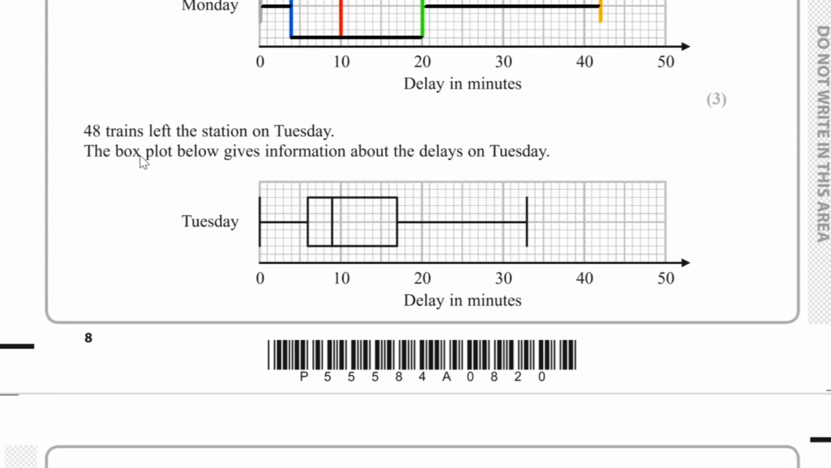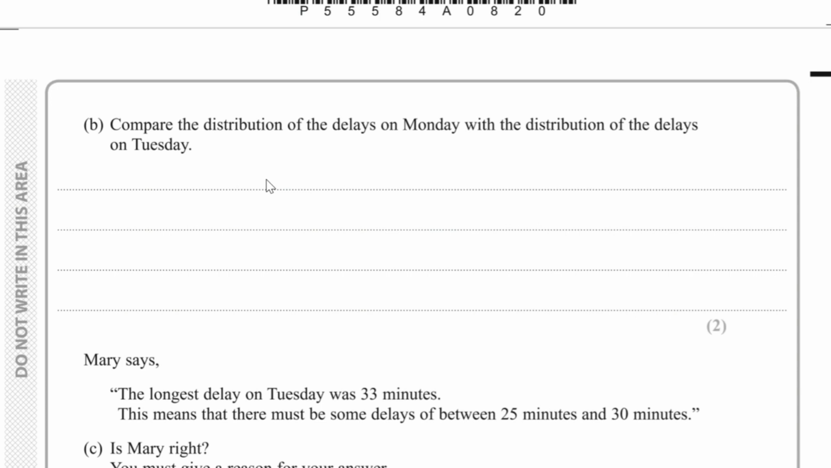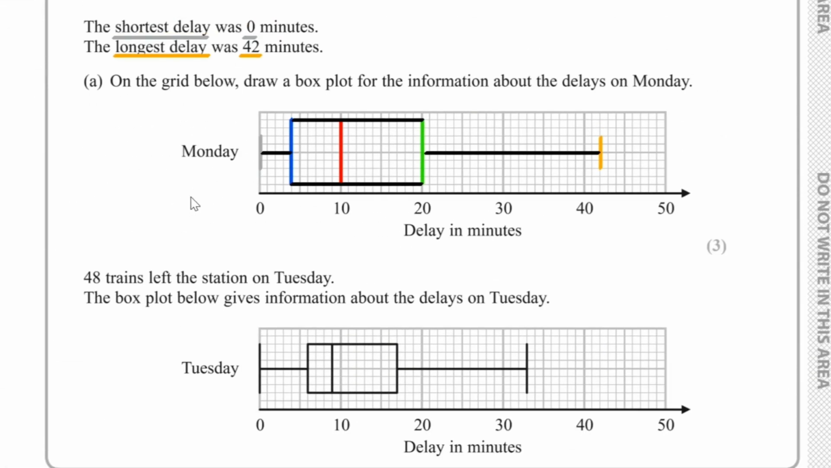And then for part B, 48 trains left the station on Tuesday. The box plot below gives information about the delays on Tuesday. And what we have to do for part B is compare the distribution of the delays on Monday with the distributions of the delays on Tuesday. Well, here is Monday, we'll call this 1 for now. And then we've got Tuesday, we'll call this 2 for now.